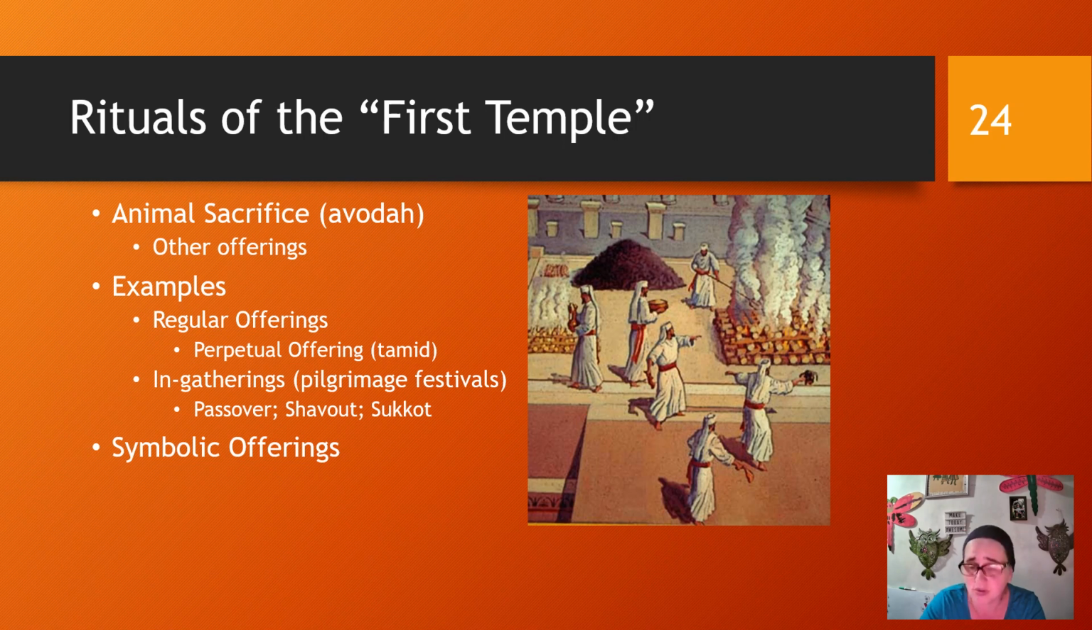Those Israelites who lived outside of Jerusalem would actually ingather to the temple, so it was also a way in which populations could mingle and people could make pilgrimage to sort of shore up and affirm their Israelite identity.